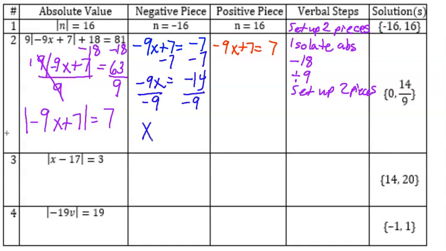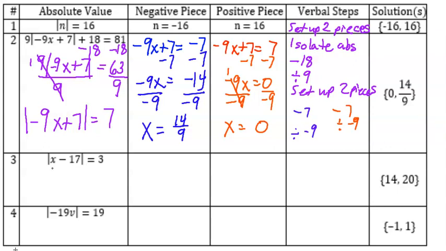So on the negative piece, x equals 14 over 9. For the positive piece, subtract 7, we have negative 9x equals 0. Divide by negative 9 on each side. We have x equals 0. We don't have to check for extraneous solutions because there are no variables on the outside of our isolated absolute value equation.